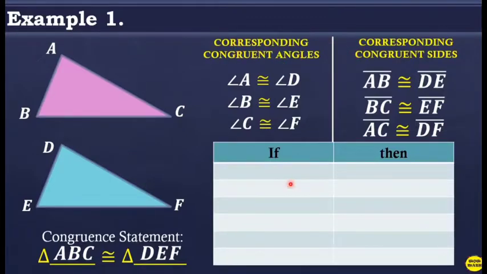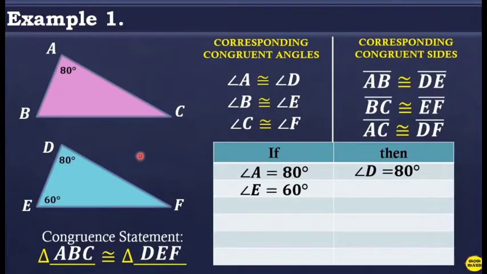Now, if angle A is equal to 80 degrees, so let's say this is 80 degrees. Now, based dito sa ating corresponding congruent angles, that angle A is congruent to angle D. So, what is the measure of angle D? Correct. This is also 80 degrees because of this. Next, if angle E is equal to 60 degrees, then what is the measure of angle B? That is also 60 degrees.